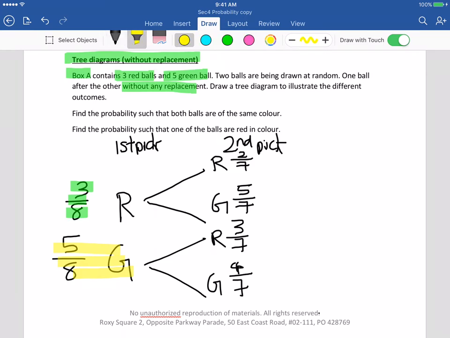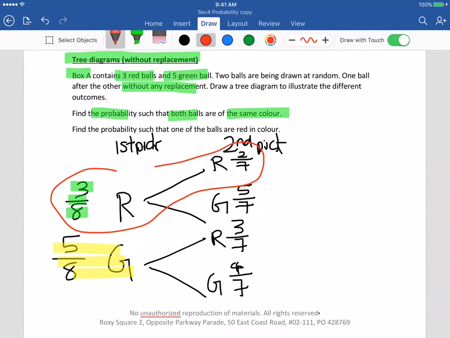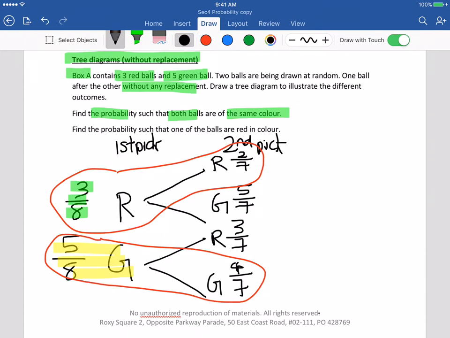Okay, so let's read the question. The question asks me to find the probability that both balls are the same color. Both balls are the same color, so it can be either red or green. So what's the probability of getting red? 3 out of 8 times 2 out of 7, plus both green, which will be 5 out of 8 times 4 out of 7.